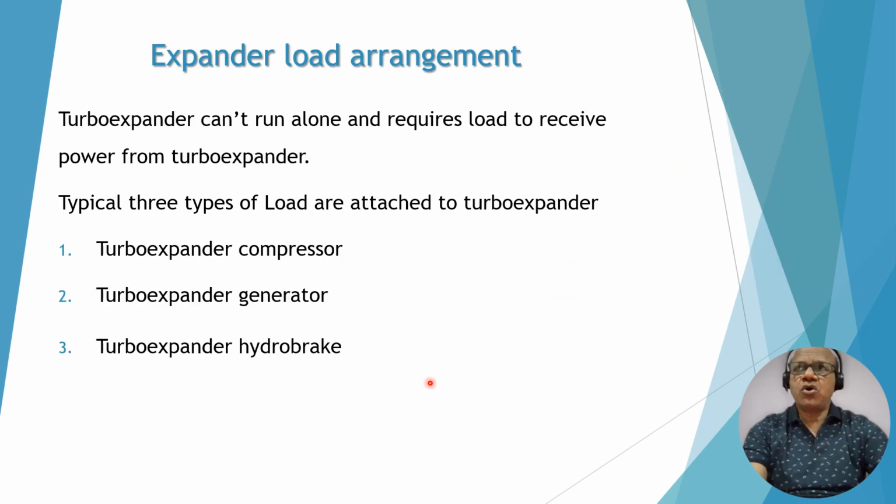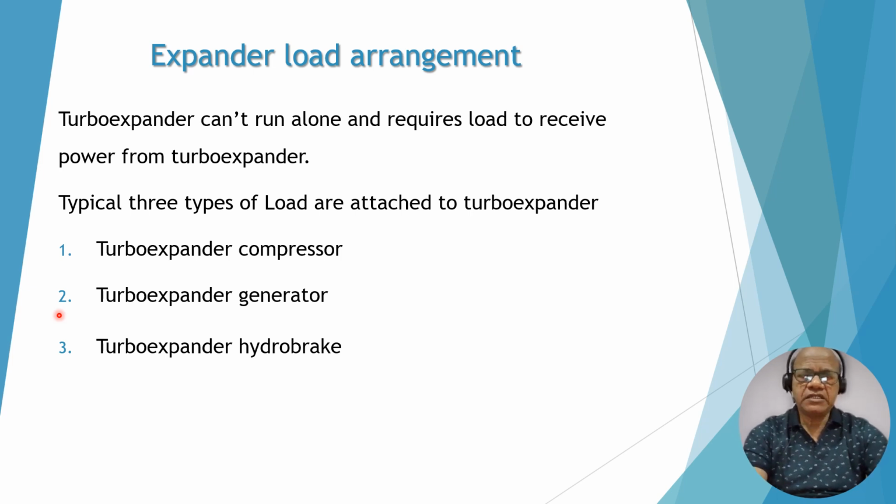The turboexpander cannot run alone, and that is why we need a load attached to the expander. So what are the expander load arrangements? There are three typical types of load which are attached to the turboexpander. One is the turboexpander compressor. In this arrangement, the bearing can be an oil lubricated bearing or a magnetic bearing.